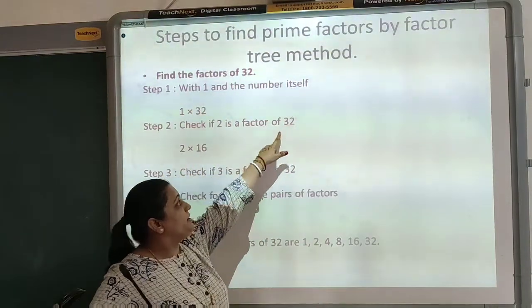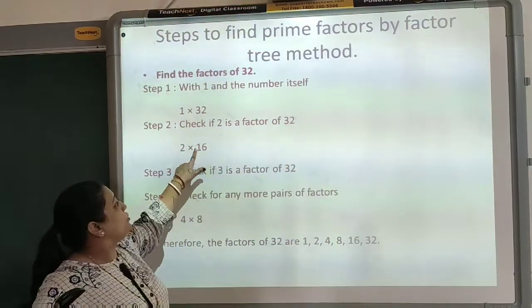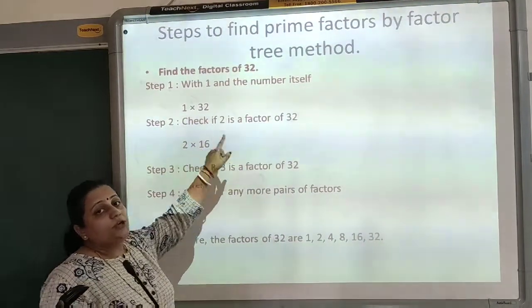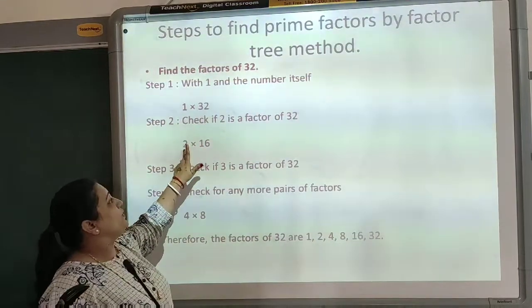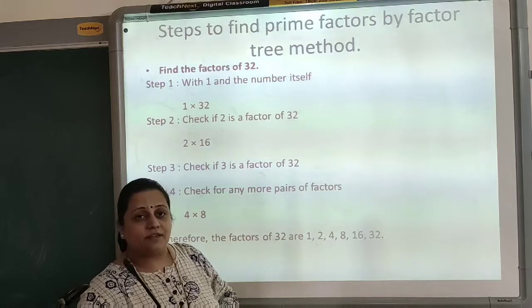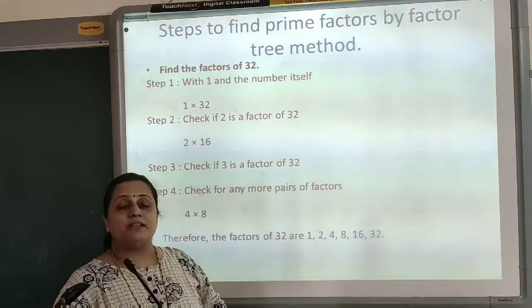When we divide 32 by 2, what answer do we get? 16. So 2 into 16 is equal to 32. So 2 and 16 are the 2 factors of 32. First 2 factors are 1 and 32, second 2 factors are 2 and 16. Now what is the next prime number after 2? It is 3. So we have to check whether 32 is divisible by 3 or not.